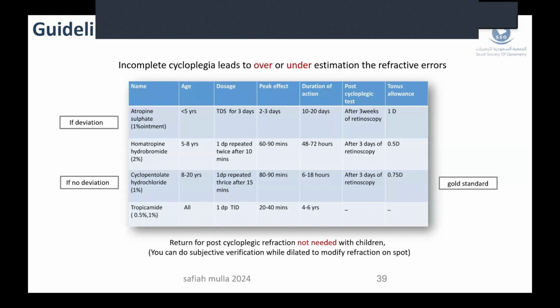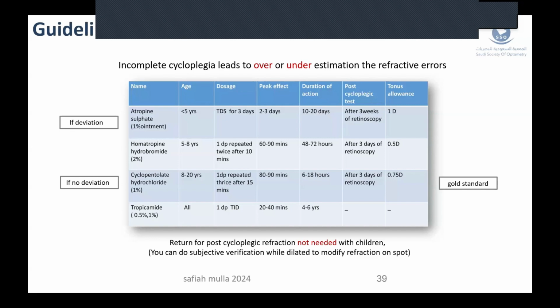This is a schedule with the different types of cycloplegia you can use in the clinic, with their dosage, the peak effect, the duration, and the post-cycloplegia test that they need. I found that if the patient has no deviation, you can use cyclopentolate in the clinic, which is the gold standard medicine. However, if the child has a deviation, then I don't trust cyclopentolate because sometimes you're going to find some effect or some refraction hidden.